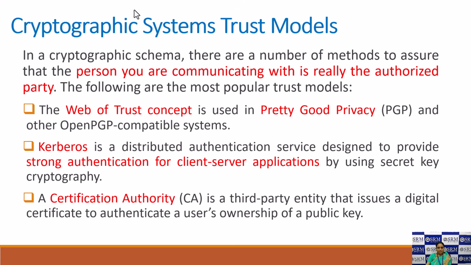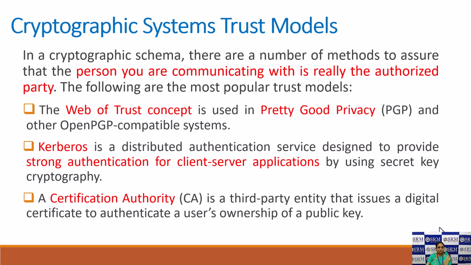So what is basically a cryptographic system trust model? In the cryptographic scenario, there are a number of methods that are used to assure that the person you are communicating with is really the authorized party. With that only we have seen the various cryptographic functions, right? Apart from that, there are various other methods. There are three methods. The first one is web of trust, second is Kerberos, and third is certification authority.